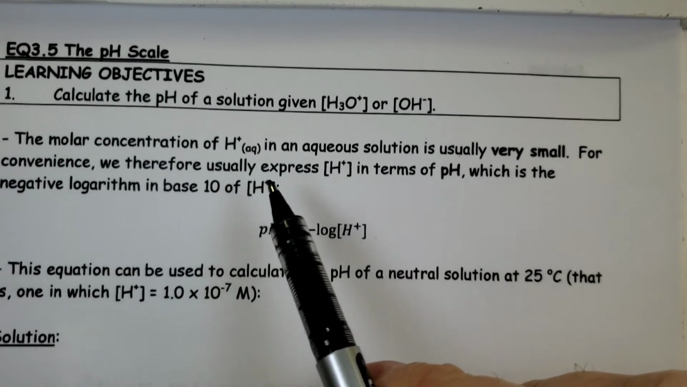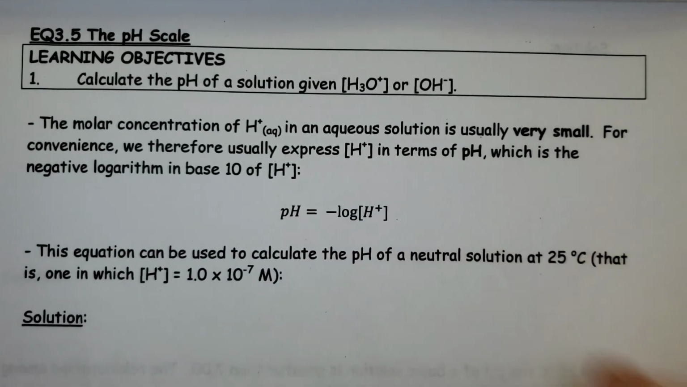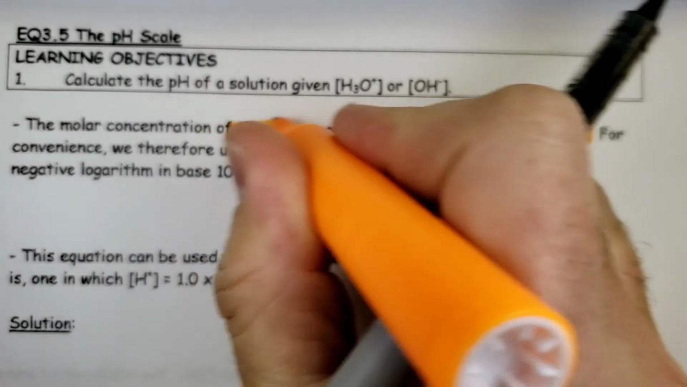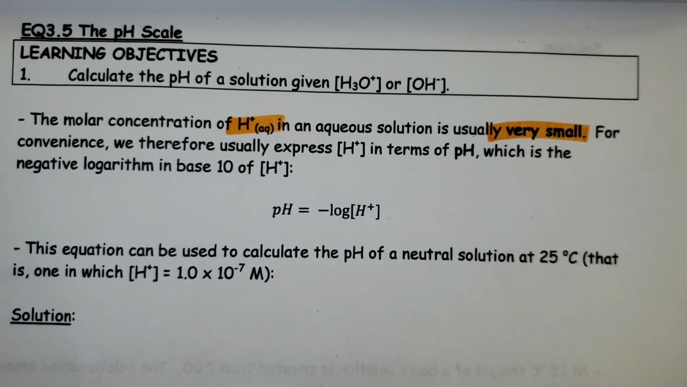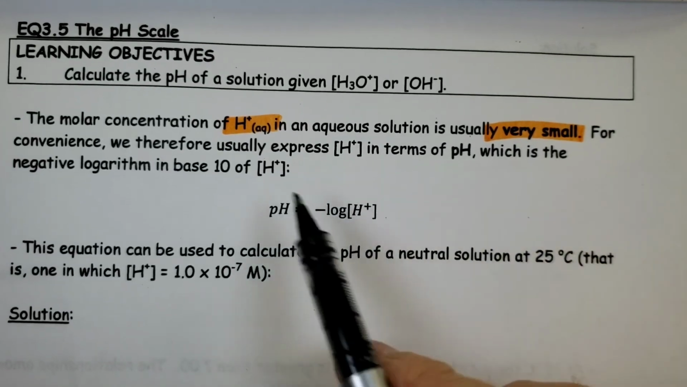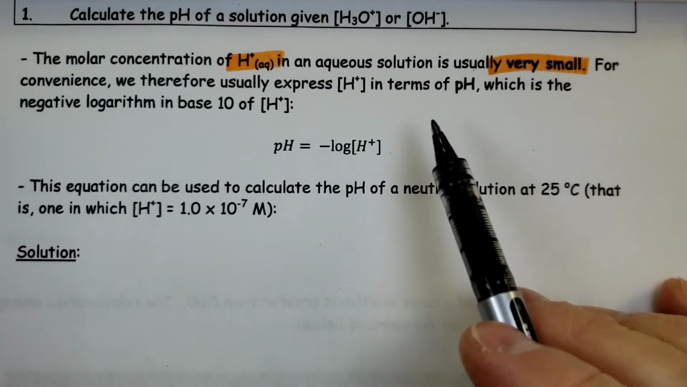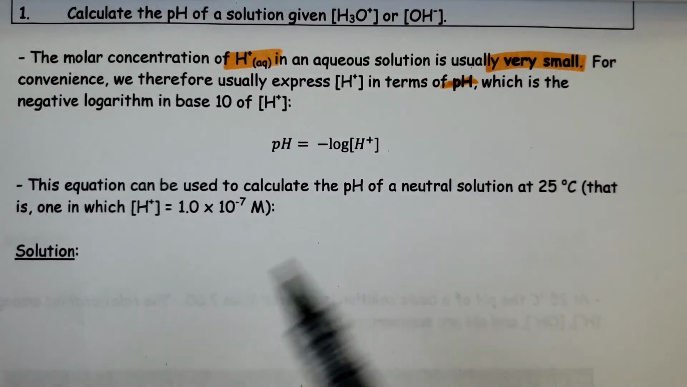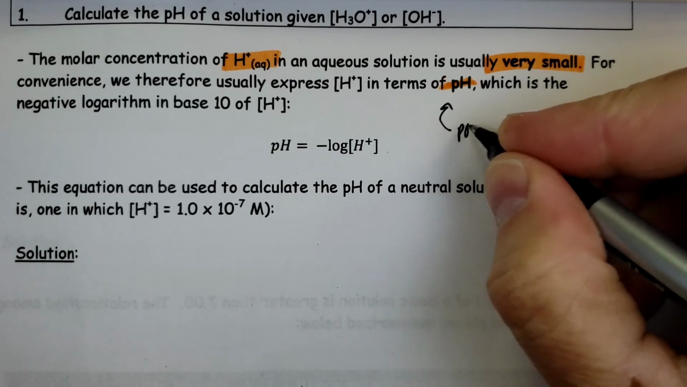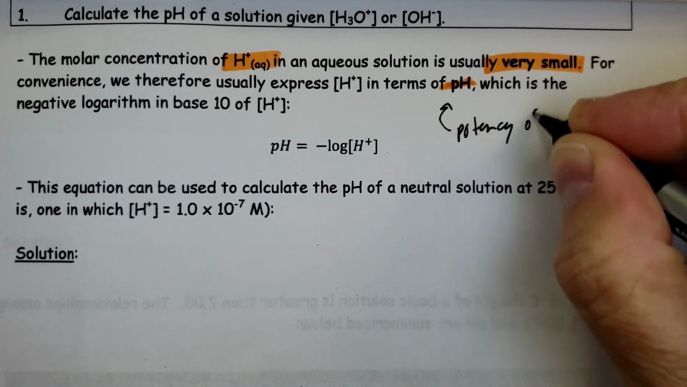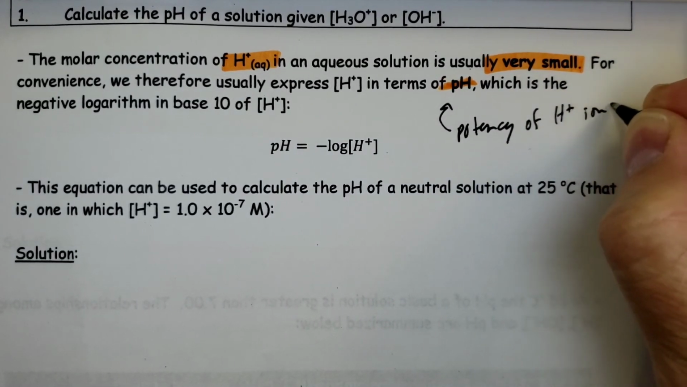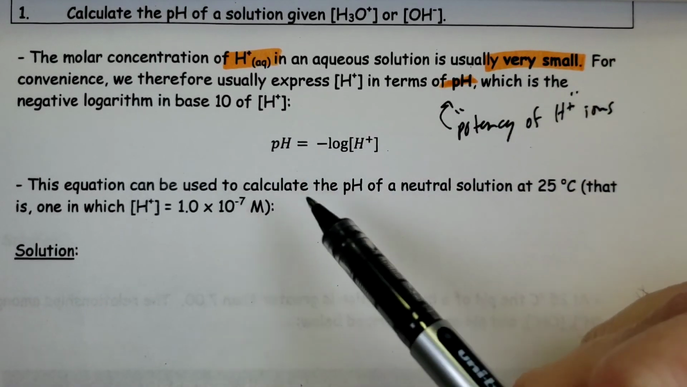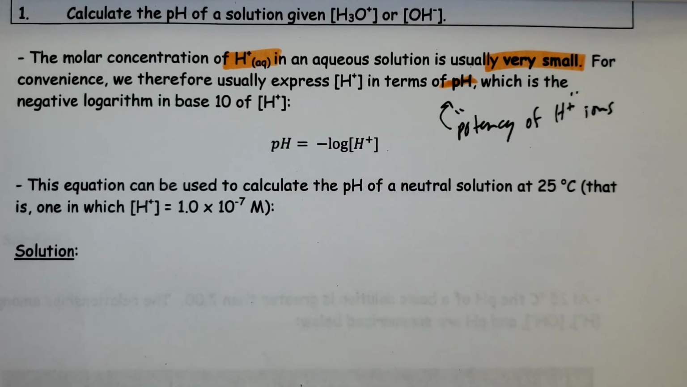The molar concentration of H+ in an aqueous solution is usually very, very small. So we're talking about small amounts of H+ ions being present in acidic solutions, or OH- in basic solutions. For convenience, we therefore usually express H+ in terms of pH. And pH, if you recall, represents the potency of H+ ions. So that's where the pH comes from. It's the negative logarithm in base 10 of H+.